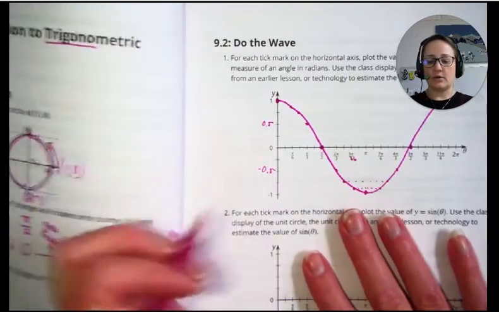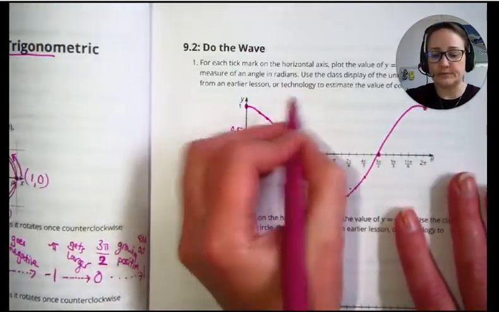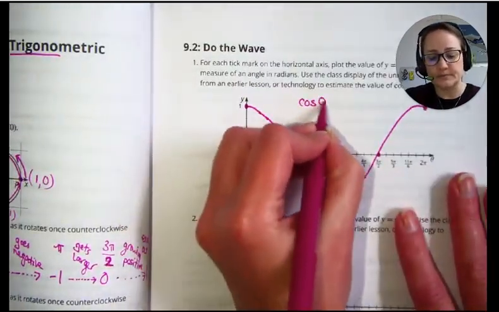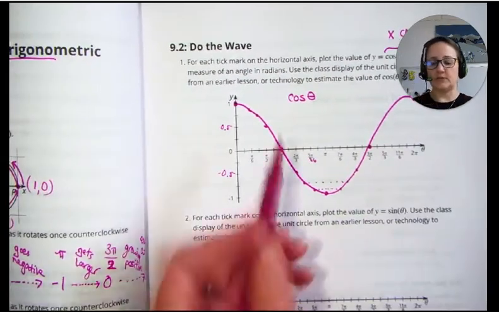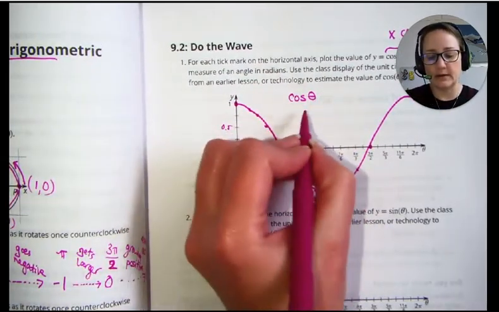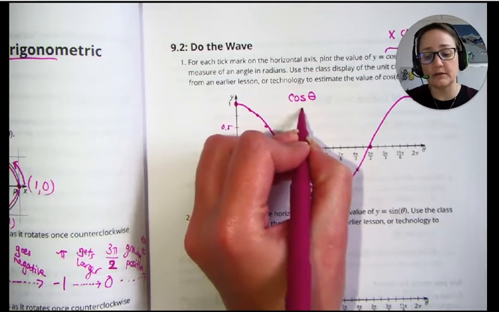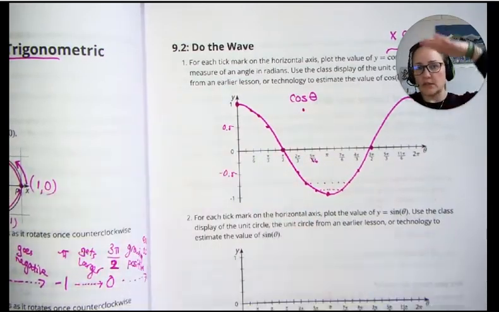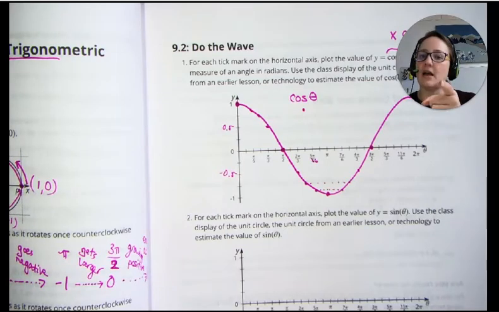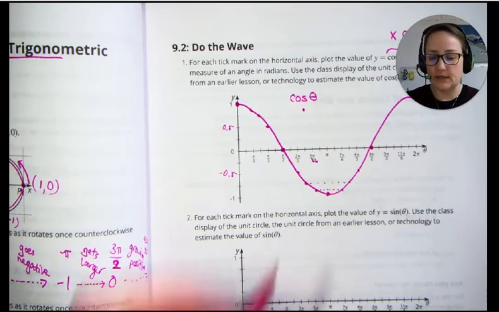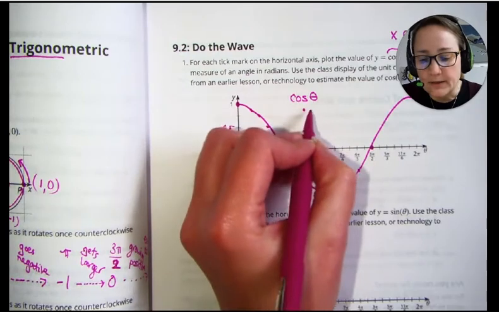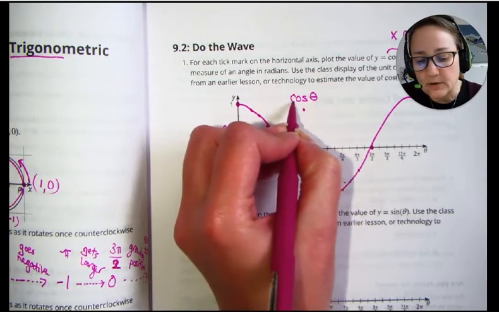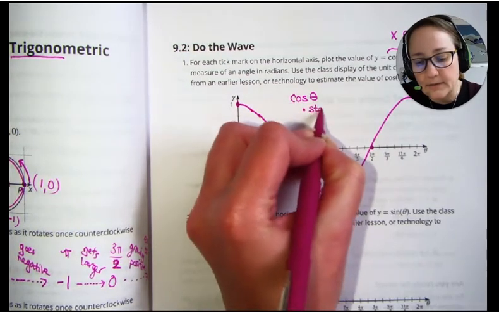So our cosine wave has some key points. If it's just basic cosine theta, and I say that because in our upcoming lessons we're going to start moving this side to side, up and down. We're going to start stretching it taller and squishing it. Everything from Unit 5 is coming right back here. But we can also have some ideas about cosine. It starts at 1.